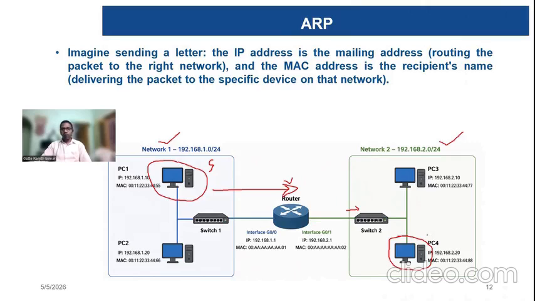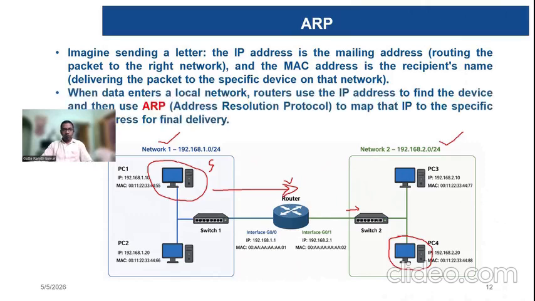So that is the reason why we need both IP address and MAC address. With the IP address, we can send the data up to the network of the destination. But on that network, there will be many systems. So in order to deliver the data to the exact system, we need MAC address.